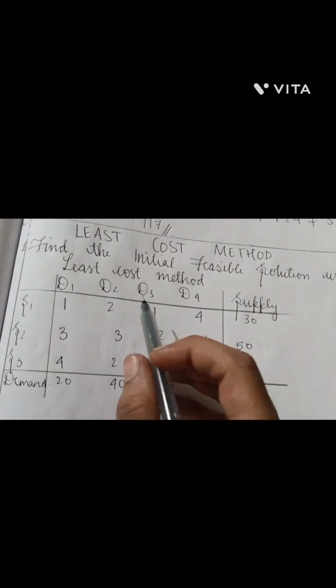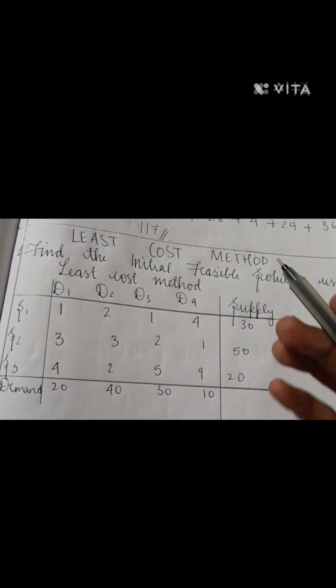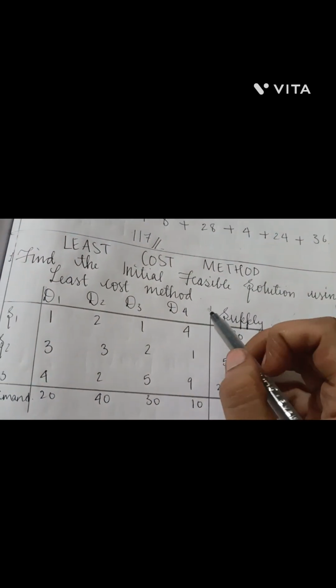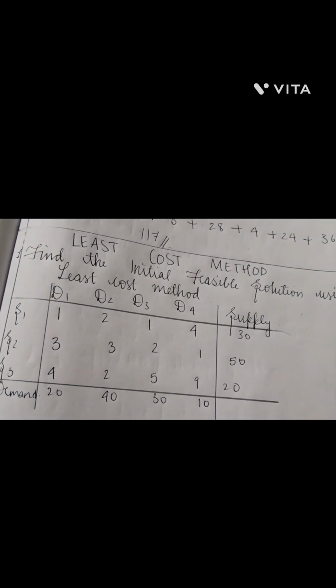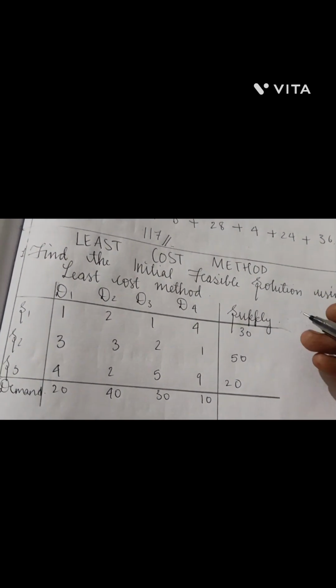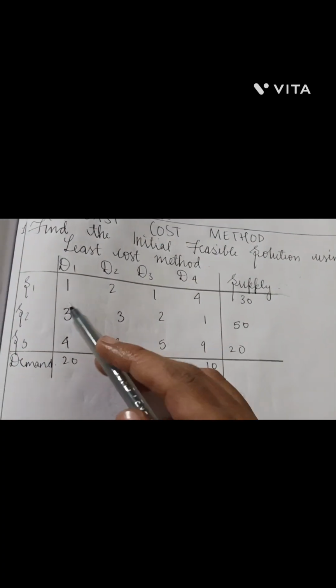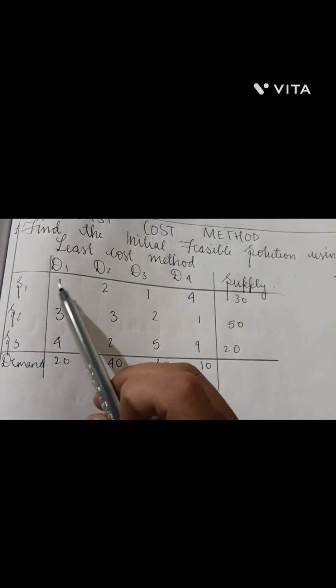Okay, so now let's move on to the next method, which is the least cost method. This method is used to find an initial basic feasible solution, just like the northwest corner method. But the major difference is here we consider the transportation cost. Instead of starting from the top left corner, we look at the entire table and select the cell with the least cost. And let us understand this step by step using an example.